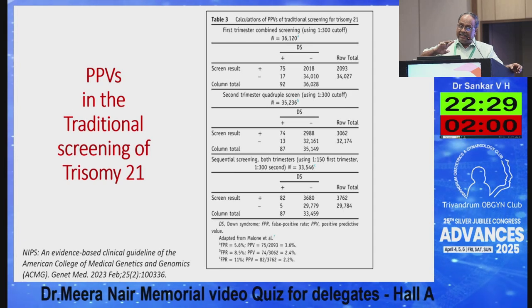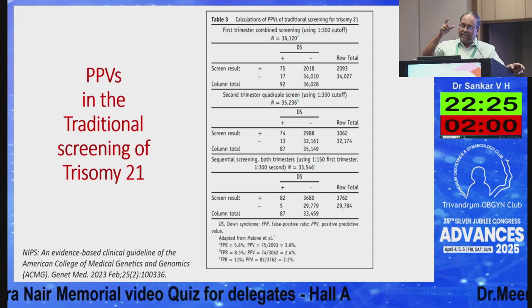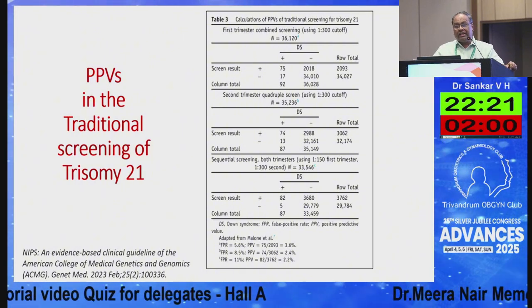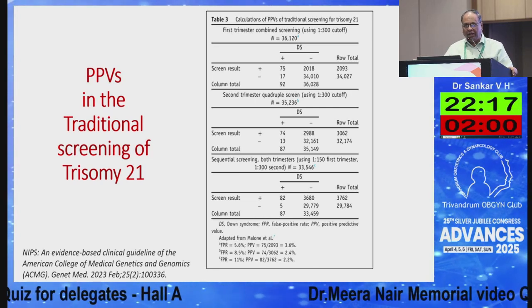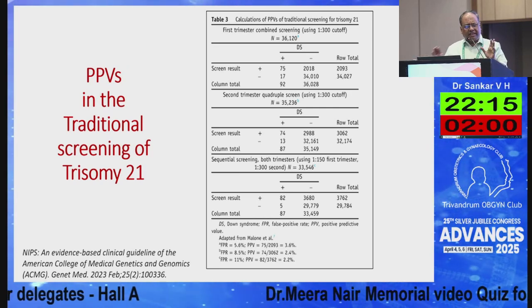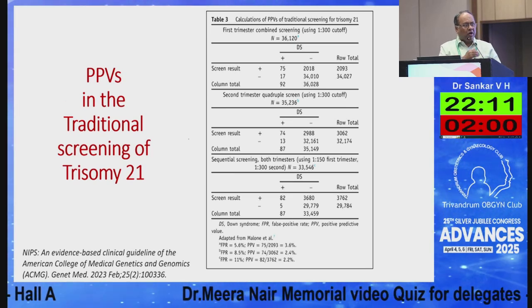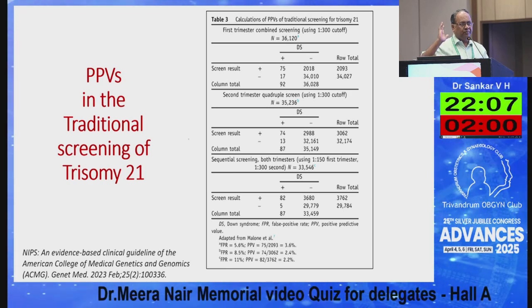Detection rate is a different thing. Detection rate is the test and what is the characteristic of the test. But for a clinician, the more important thing is PPV and NPV, positive predictive value and negative predictive value. Positive predictive value means, just remember, that you are getting a result and that result is screen positive. What is the chance of that baby having Down syndrome?